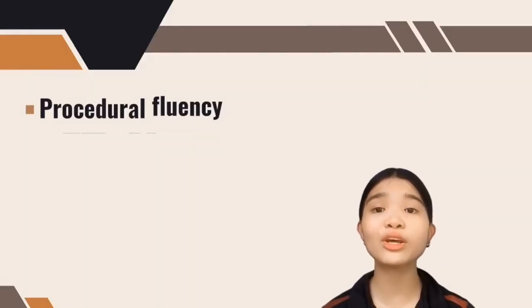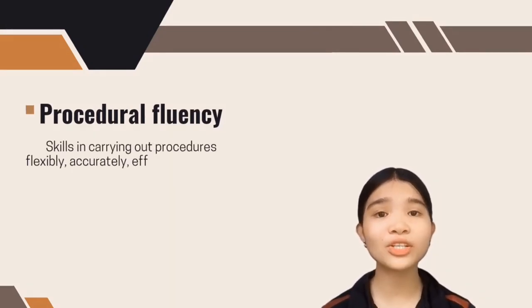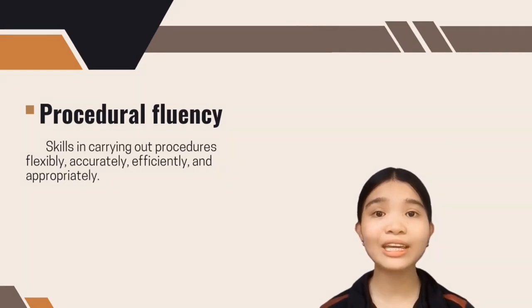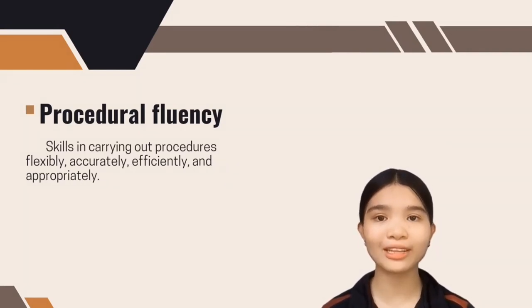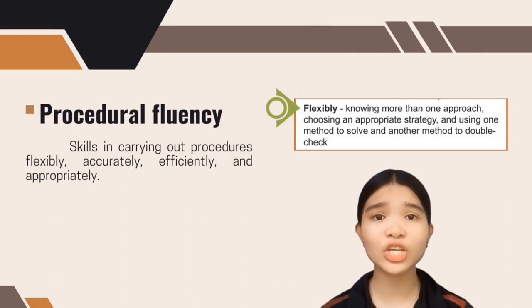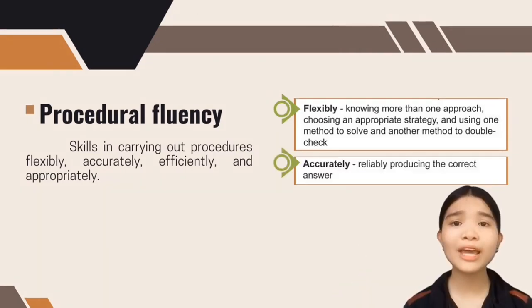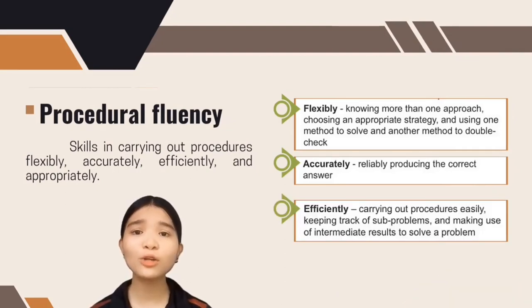Next is procedural fluency, which refers to skills in carrying out procedures flexibly, accurately, efficiently, and appropriately. When we say flexibly, it means knowing more than one approach, choosing an appropriate strategy, and using one method to double check. Accurately means reliably producing the correct answer, and efficiently means carrying out procedures easily, keeping track of sub-problems, and making use of intermediate results to solve a problem.